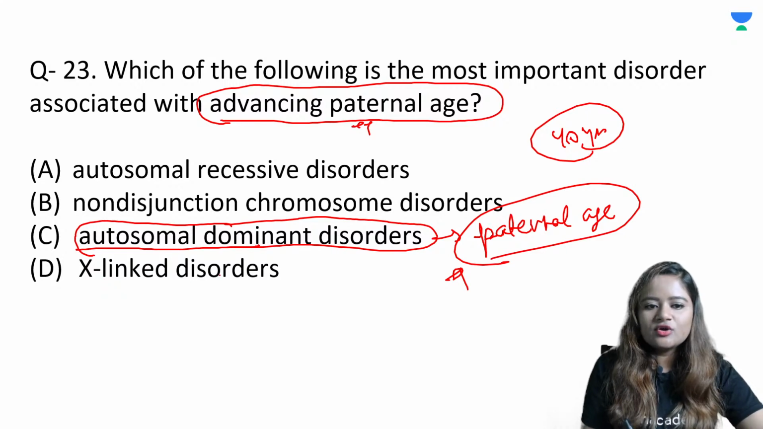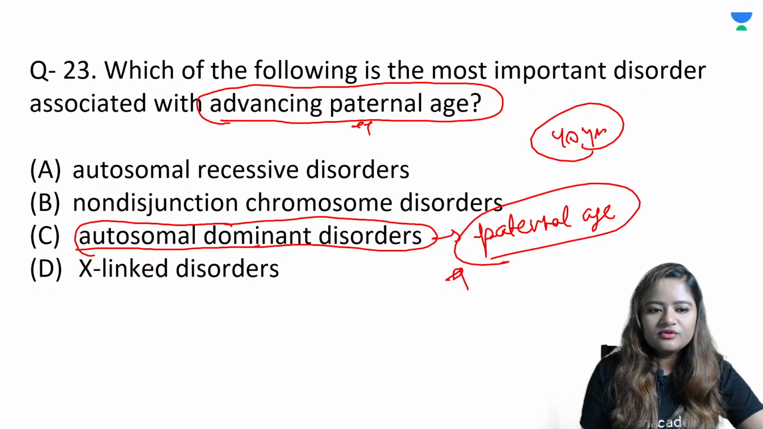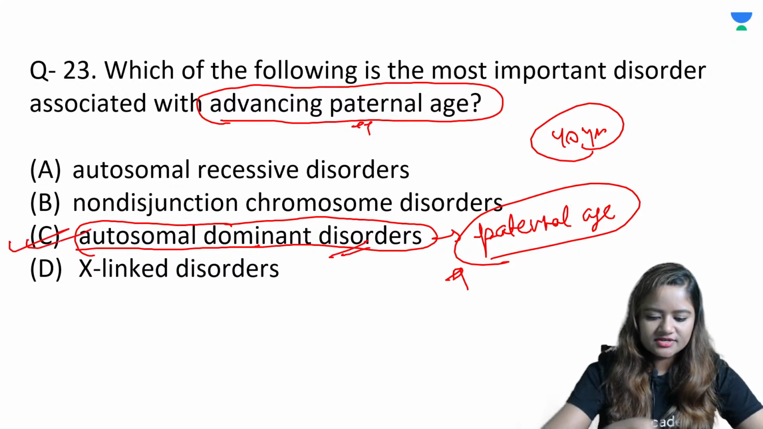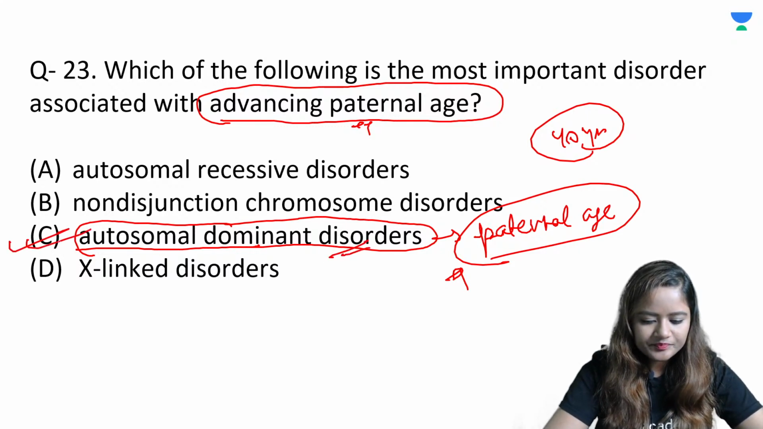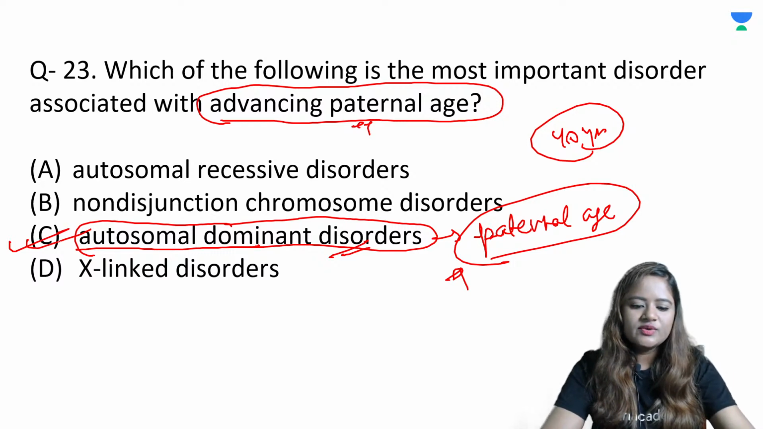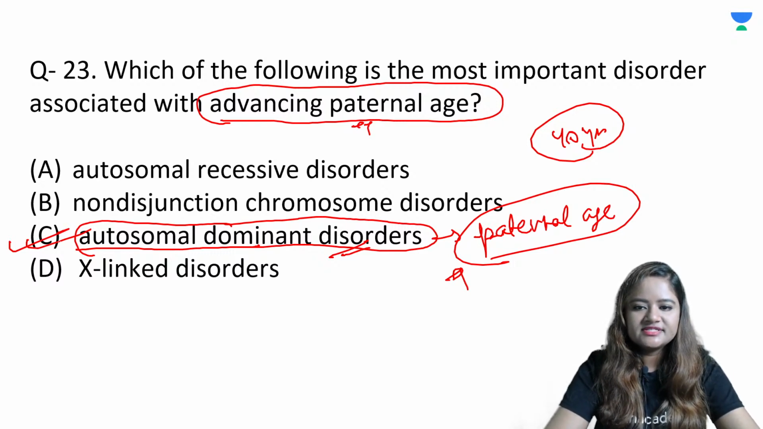If X-linked dominant had been an option instead of only X-linked disorders, then there could have been a confusion. Then I would prefer to go for X-linked dominant. But if autosomal dominant is in the options, then please go for autosomal dominant disorders. Okay, is it clear to everyone? So the answer to question number 23 is option number C, that is autosomal dominant disorders.